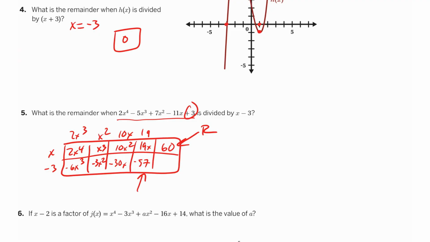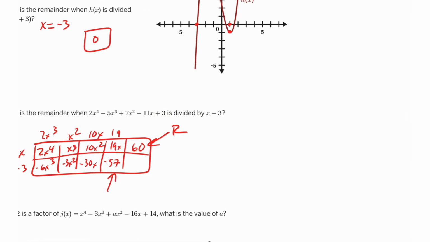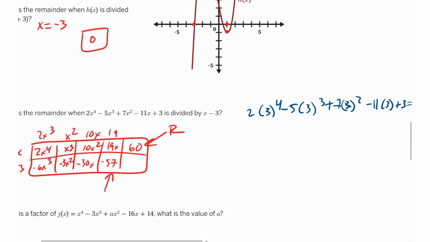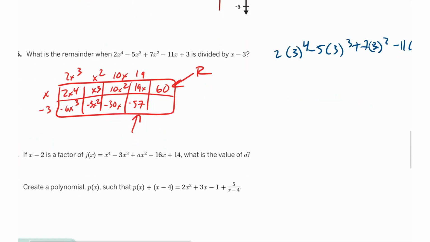Could I have done this an easier way? Totally. I really should have, especially due to this. I think I was just in the zone to divide, but really the faster way of doing this would be to plug in 3, right? So 3 to the power of 4 minus 5, 3 to the power of 3 plus 7, 3 to the power of 2 minus 11 plus 3. If you plug in positive 3, you'll end up getting 60, which again would be our remainder if we did the division.